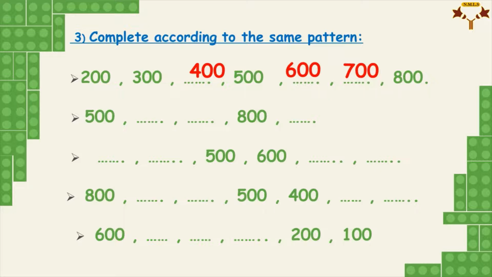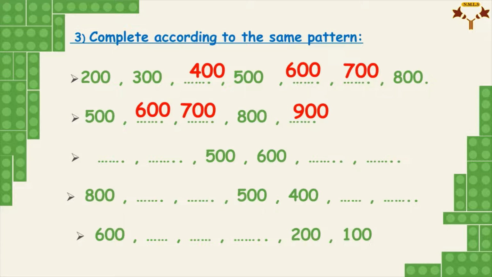The second one, here I start from 500, and I see I have two missing numbers, and I have 800. So here for sure I will count forward. After 500, 600, 700, yes, 800, after 800, 900. Excellent.